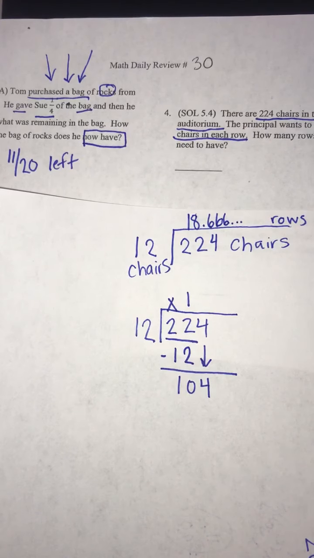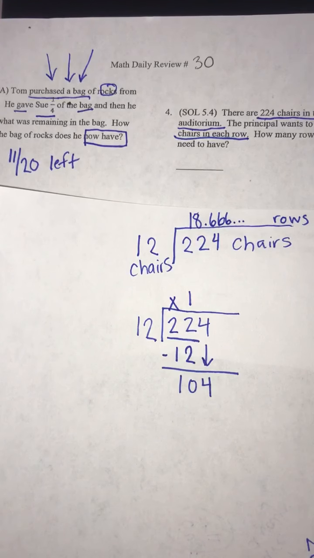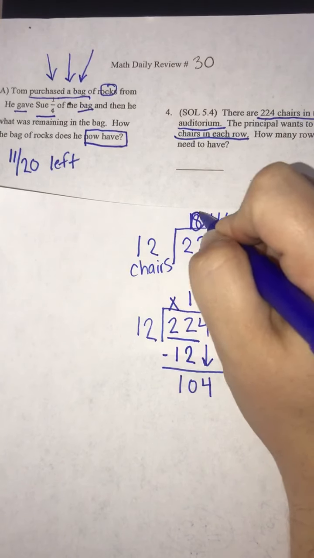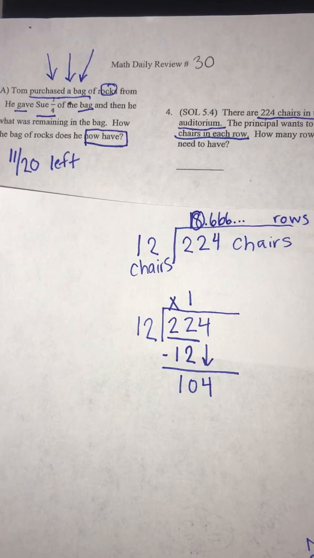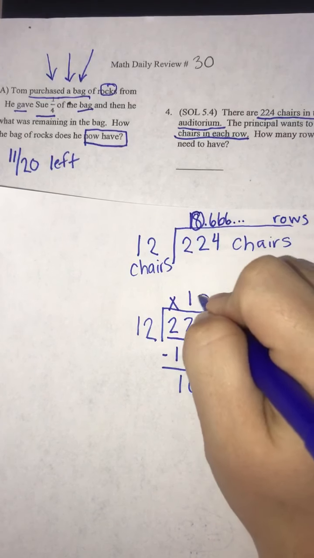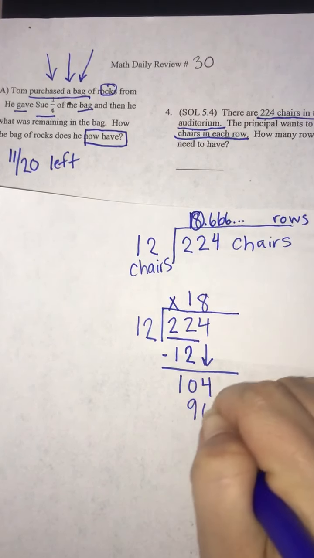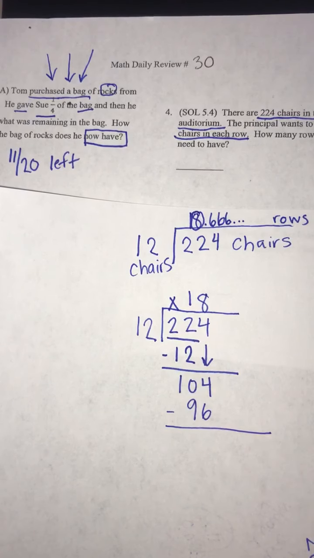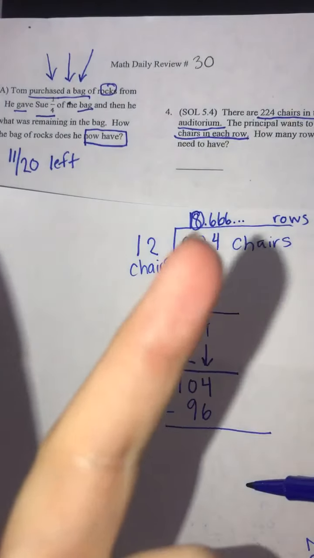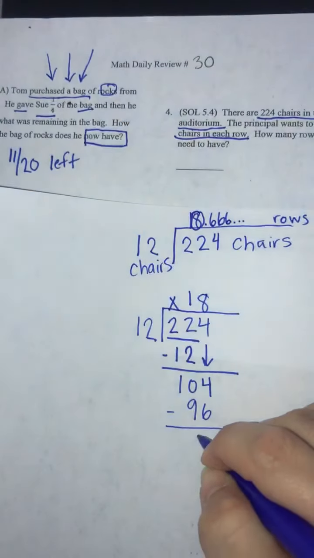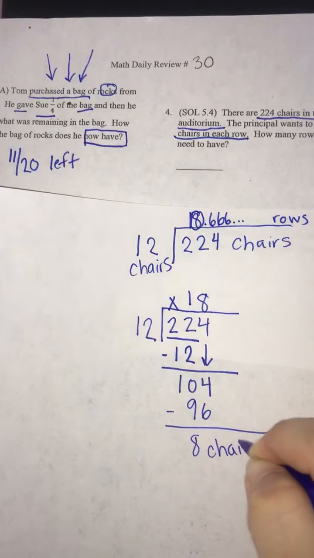So then I need to figure out how many times 12 will go into 104. Based on what the calculator told me, I'm going to do 8. So 12 times 8 is 96. So 104 minus 96. Don't regroup. Count up with your fingers. 96, 97, 98, 99, 100, 101, 102, 103, 104. So I have 8 chairs left over.